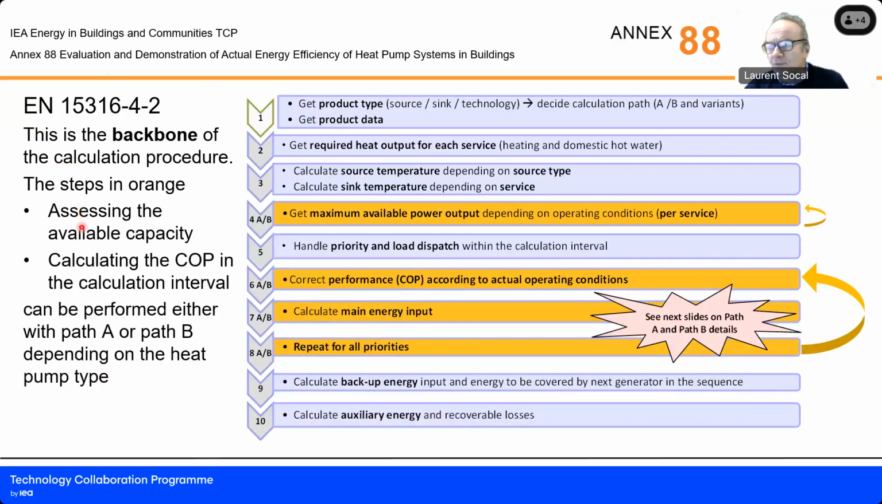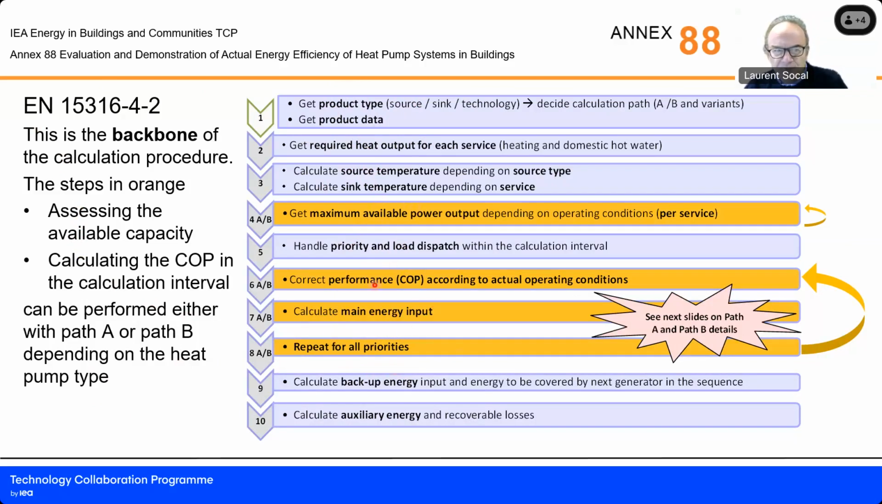And of course, a calculation module is not only calculating a COP, it's also taking into account the product type, the product data, the required heat output for each service, source and sink temperature. Then you calculate the maximum capacity in the operating condition. You handle priority, for example, between heating and domestic hot water, and maybe also cooling. And then you correct performance according to actual operating condition.